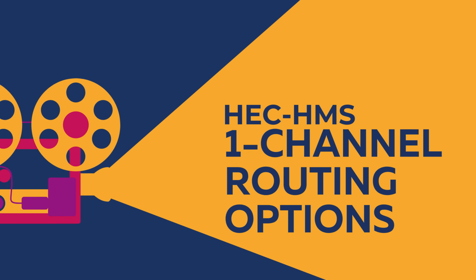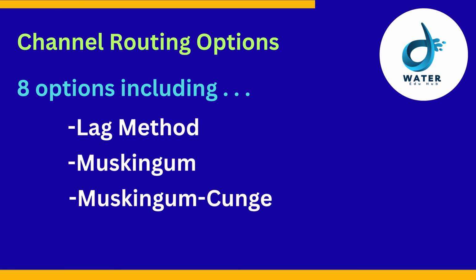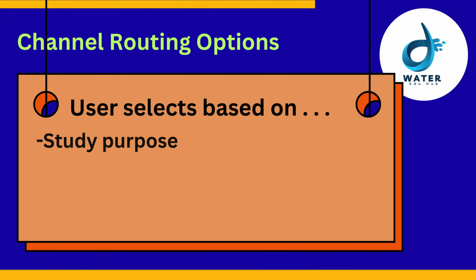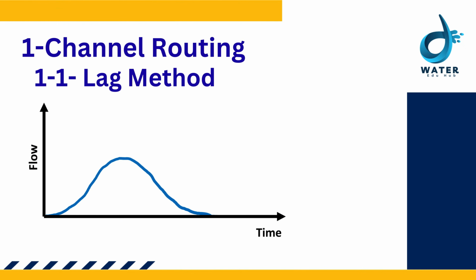For channel routing, HEC-HMS offers at least 8 different methods, including lag method, Muskingum-Cunge, and Kinematic Wave. The user must select the method that is most appropriate for the study's purpose, the watershed physical characteristics, and the available data. Here we only cover the 4 most widely used. Let's start with the lag method.